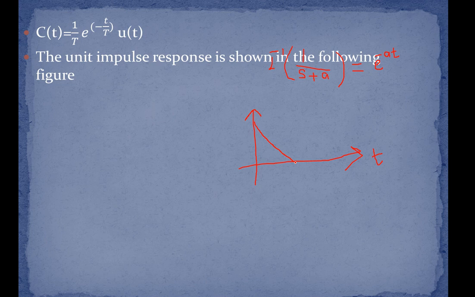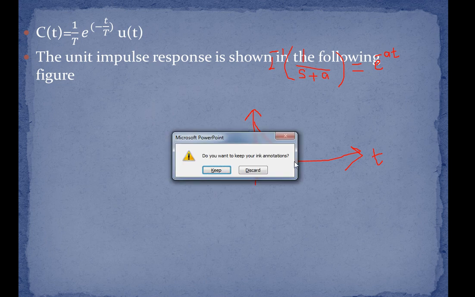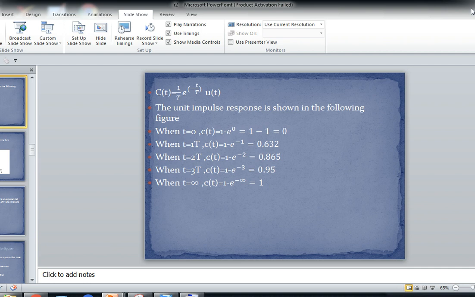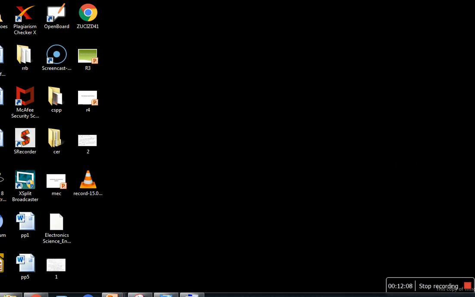In this way we are trying to find out the time response of the first order system if the input is applied. Here the input is impulse.